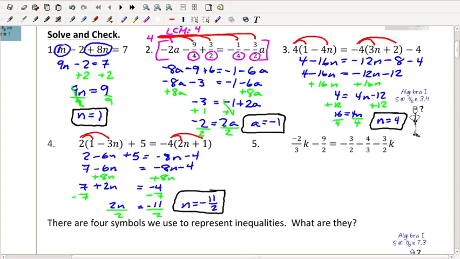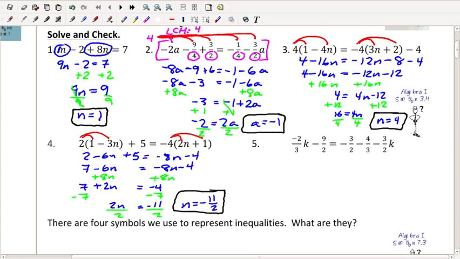So again, we start with distributing. 2 to the 1, 2 to the negative 3. 5 is outside the parentheses, so it does not get distributed. Negative 4 to the 2, negative 4 to the 1 gives me 2 minus 6n plus 5 minus 8n minus 4. Collect my like terms, which is the 2 and the 5, to get the 7. Add, again, the smallest variable term, which is 8n, to both sides. Subtract the 7 from both sides, and divide out the 2 to get me n equals negative 11 over 2.